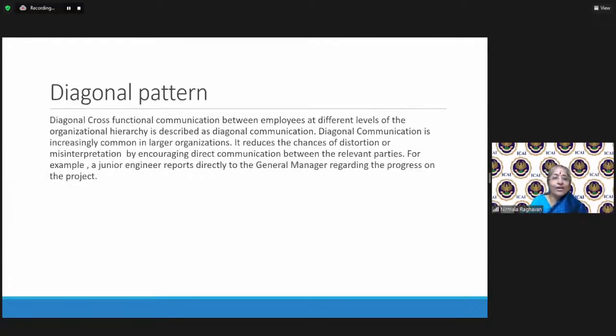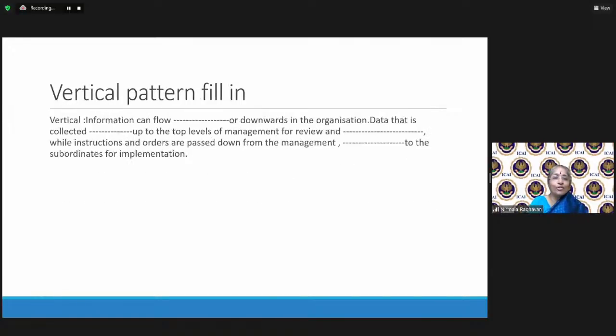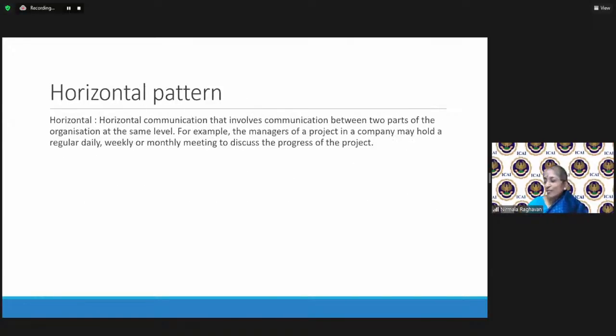Wait. Oh, I don't have a gap filler for horizontal pattern, right? Okay, forget it. Because you have questions.